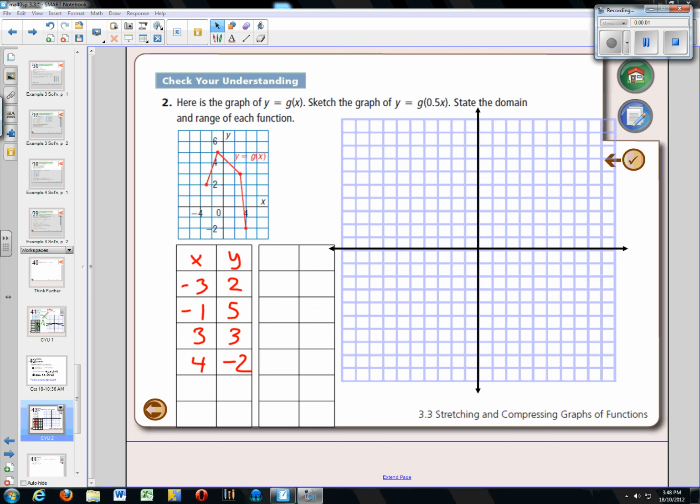All right, this is lesson 3.3, check for understanding number 2. This is the graph of g of x in red. Sketch the graph of g of 1/2 x. State the domain and range of the function.